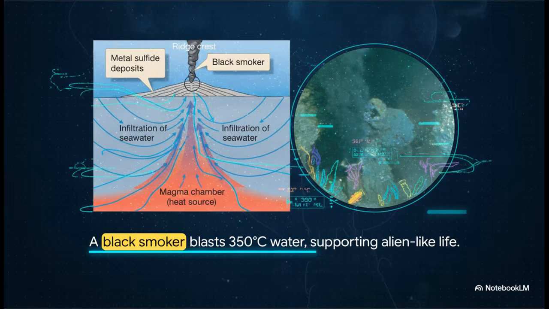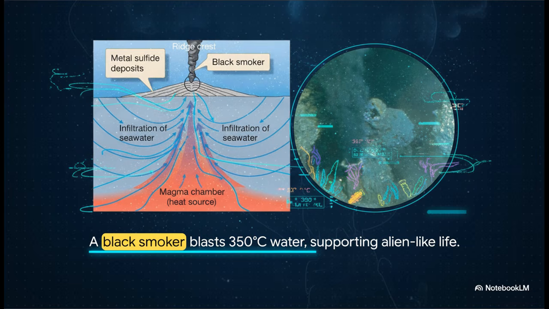In person, this extreme environment looks incredibly alien. This specific type of vent is called a black smoker. The water blasting out of these mineral chimneys can reach searing temperatures of over 350 degrees Celsius. But here's the crazy part. Because the water pressure down there is so immense, the water doesn't even boil.